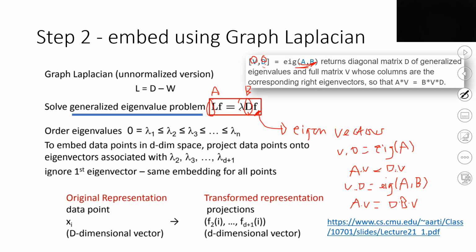And then in F, for the first eigenvalue, the smallest, if you rank them, will be 0, and then you have 2, 3, and we will use the eigenvectors associated with non-zero eigenvalues as a representation of this projection.